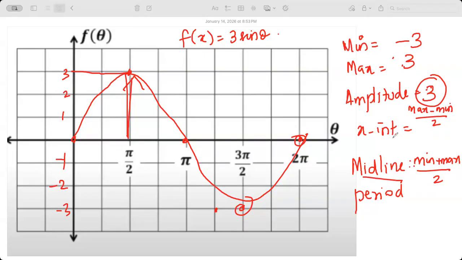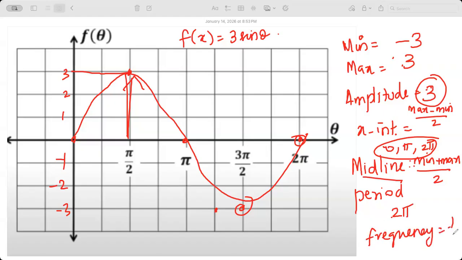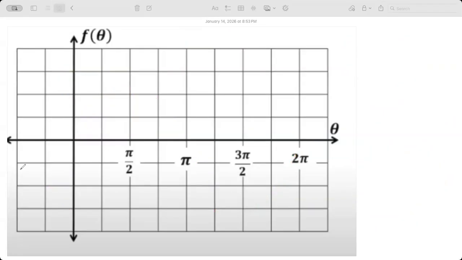Coming to the x-intercepts, there are several x-intercepts. Within a period, you'll have to specify 0, pi, 2 pi. Any questions? Now, what is the period? Period is 2 pi. What is the frequency of this sine curve? 1 by 2 pi. Slowly, we are introducing several definitions. As we move up, it's going to become very complicated. Can I move on? Lopa, are you following? Yeah, I am.